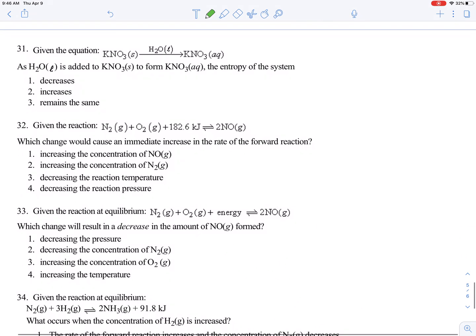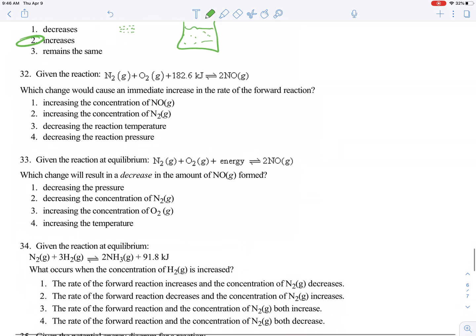Number 31, as liquid water is added to form a solution. So if I have this solid potassium nitrate and I add water to it and it dissolves, the solid potassium nitrate was all nice and organized and I add water to it. Well, what happens to something when I dissolve it? The particles spread out, so the entropy is going to increase.